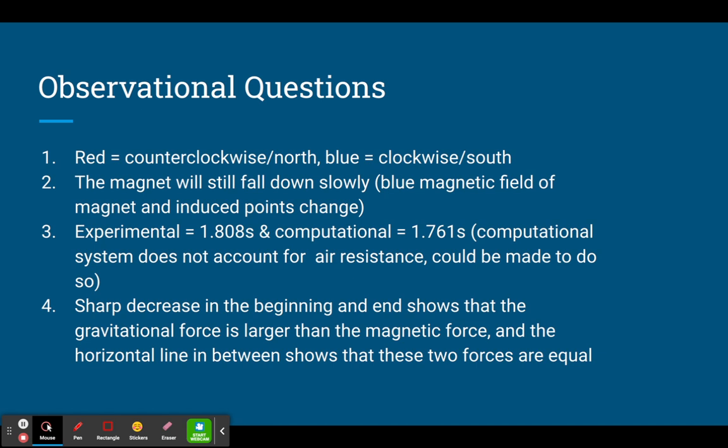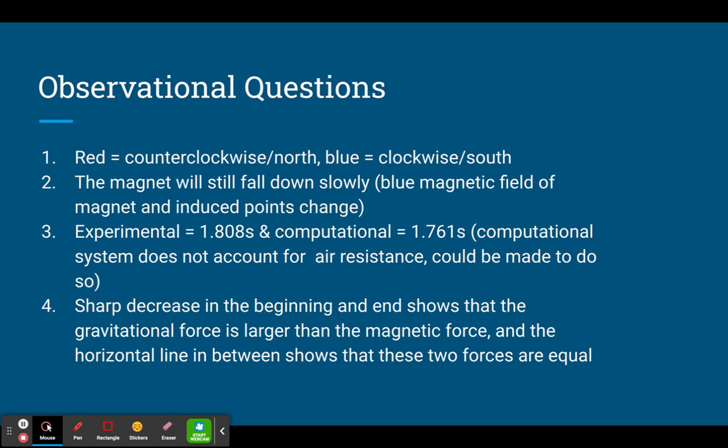So to answer the observational questions, red is found to be counterclockwise and north, and blue is found to be clockwise and south. Secondly, the magnet will still fall down slowly, but the blue magnetic field of the magnet in induced points will change.